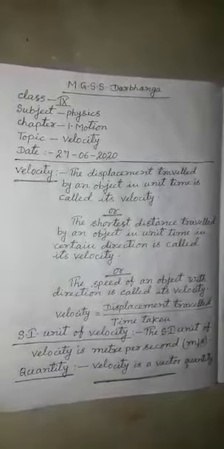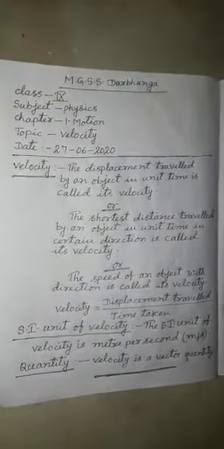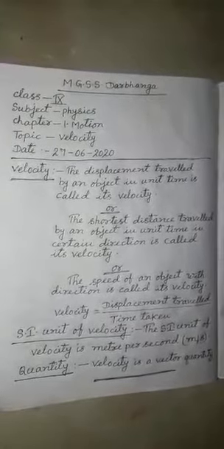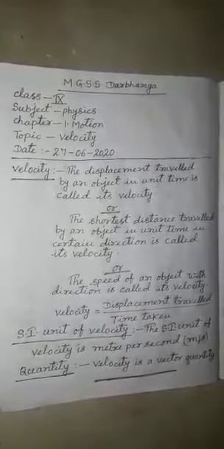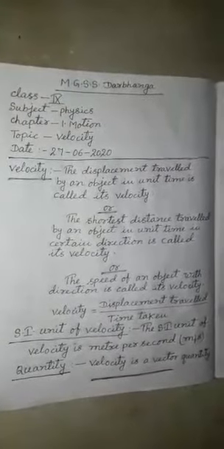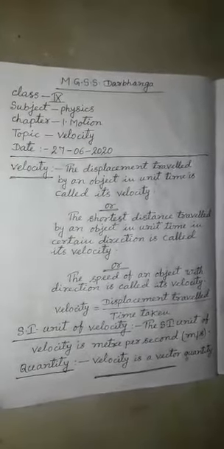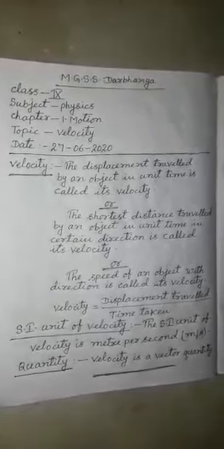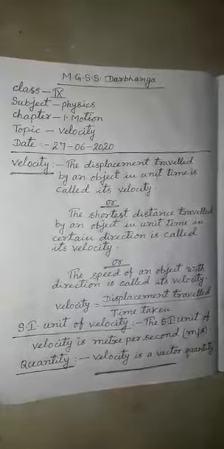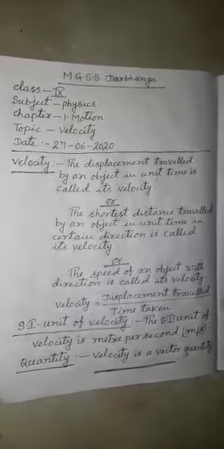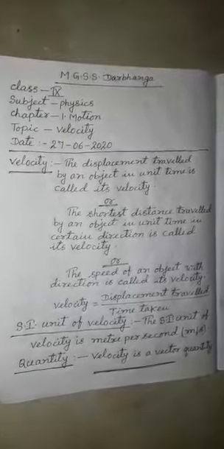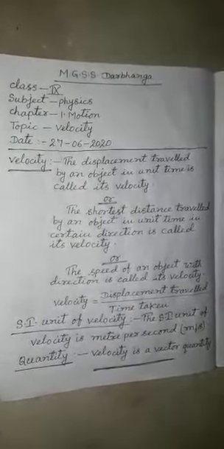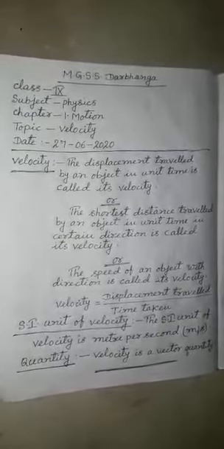Now, from these definitions, what is the relation between velocity, displacement, and time? From the definition, the displacement traveled by an object in unit time is called velocity. Therefore, velocity is equal to displacement traveled by the object divided by time taken by the object to travel that displacement. So, this is the relation: velocity equals displacement traveled by time taken.